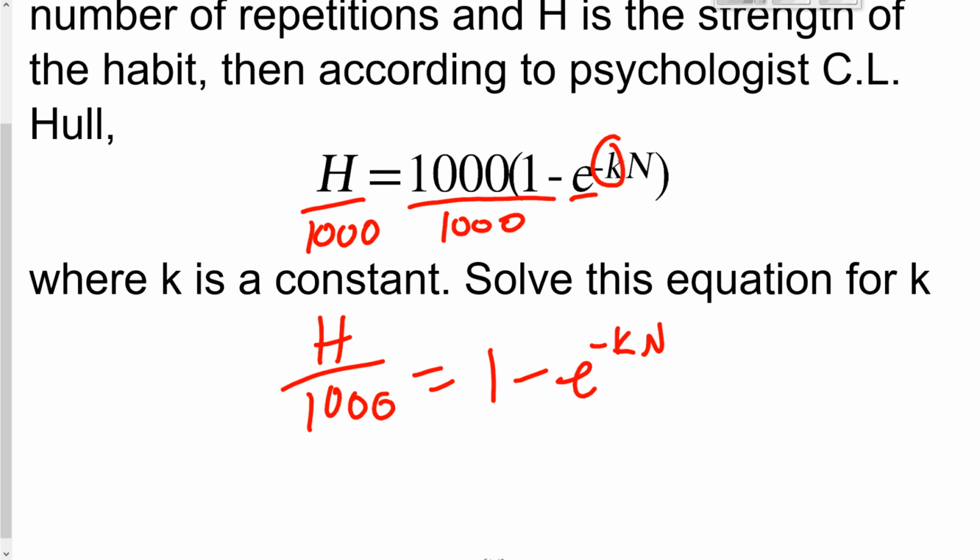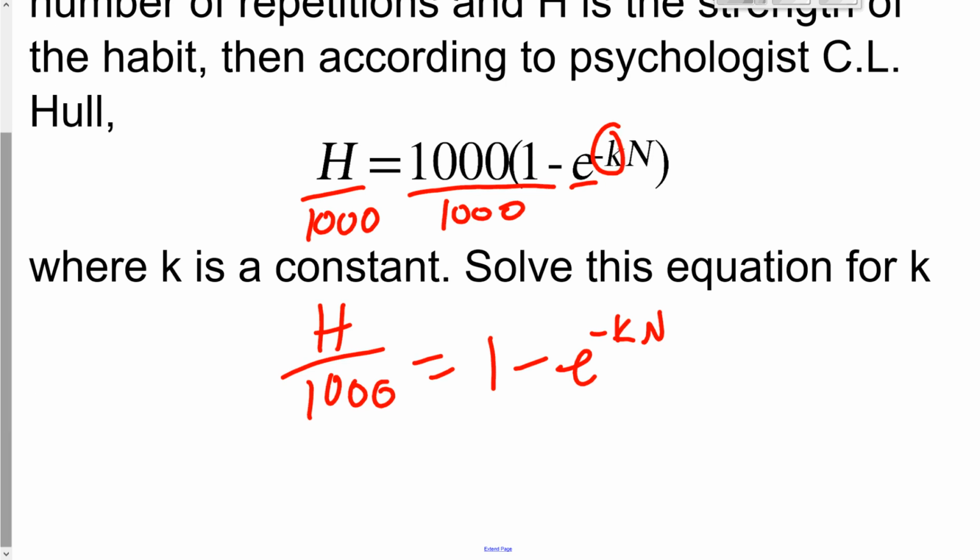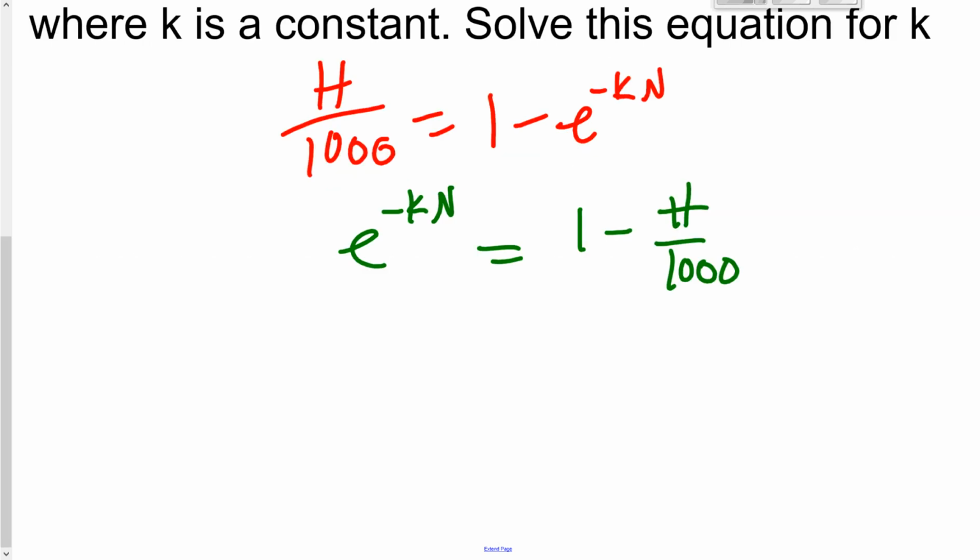And so now I'm just going to go ahead and add e to the left side, and then subtract the h over 1,000. And so I get e to the negative k times n equals 1 minus h over 1,000. And now we want to get that exponent, right? In order to get to the exponent, we have to take the log of both sides, and since our base is e, we want to take the natural log of both sides.